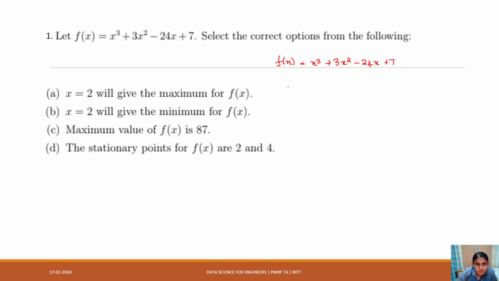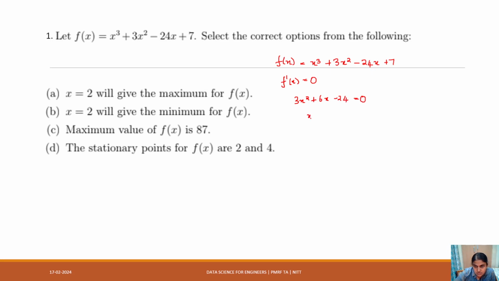So first, what are the questions given? Maximum or minimum, maximum value, or stationary points. All options are present, so we'll have to find the whole set. First the necessary condition, f dash of x equal to 0, that we will apply. So f dash of x means 3x square plus 6x minus 24, and we are setting it equal to 0.